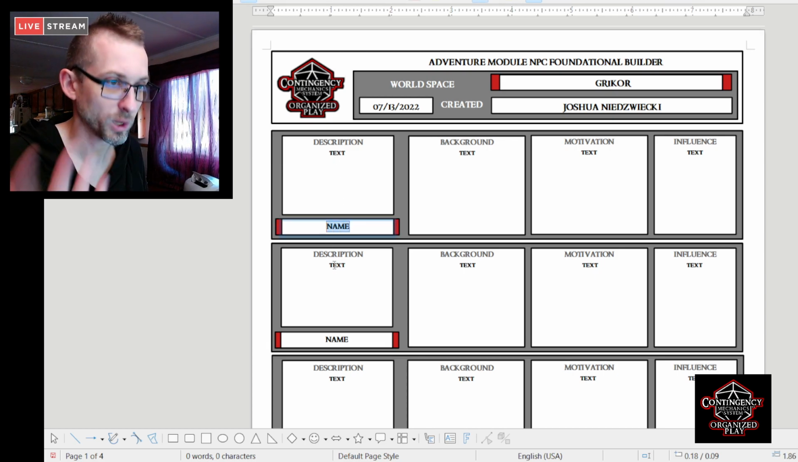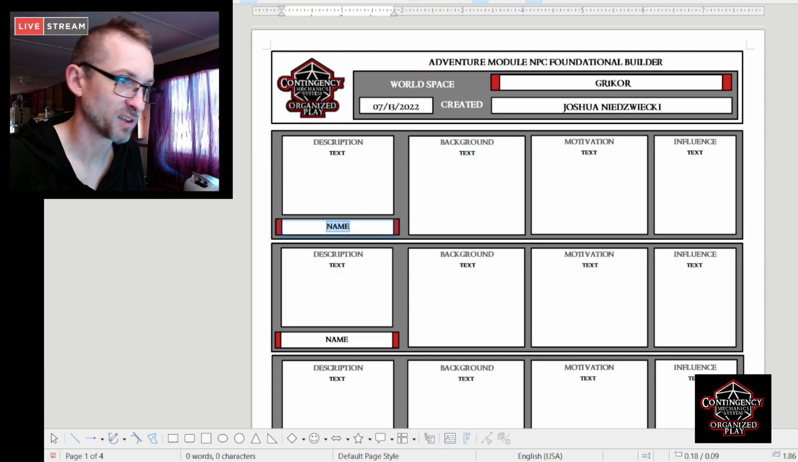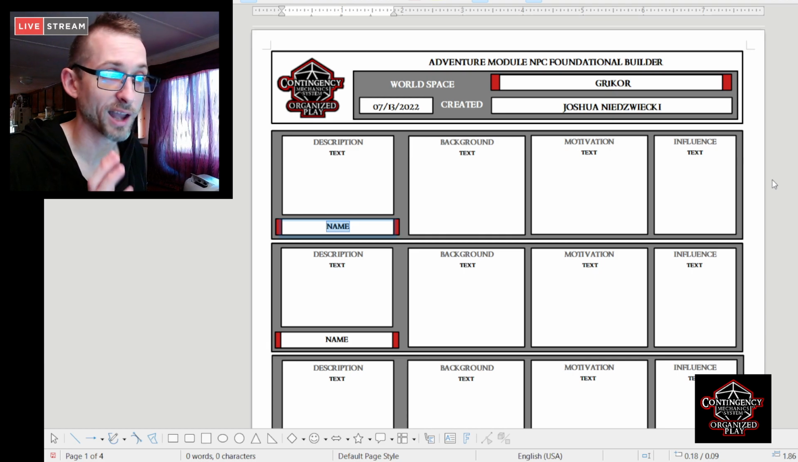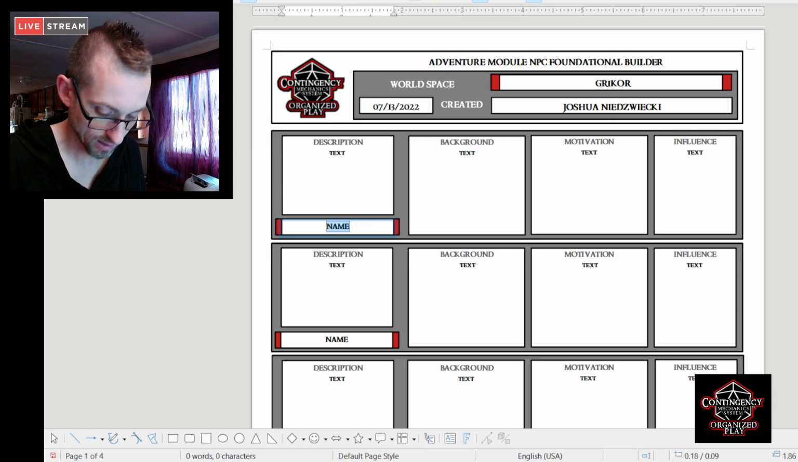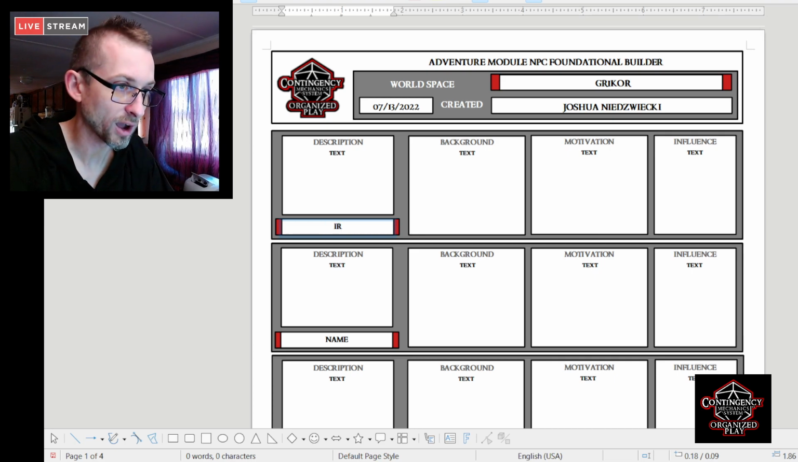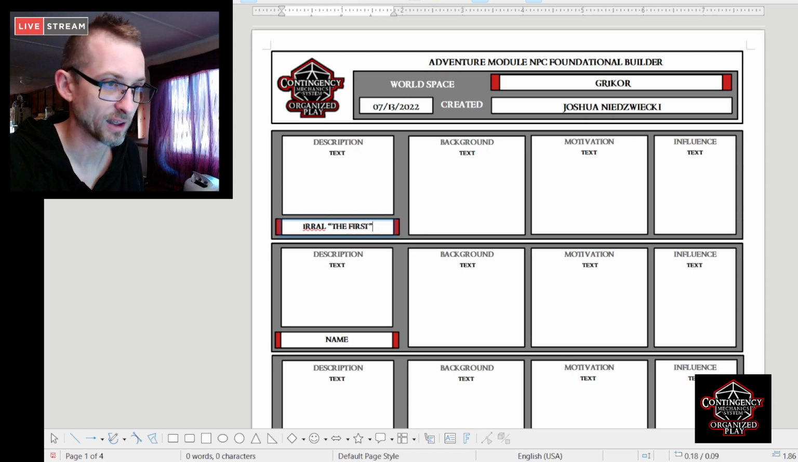So we have, and we know this, 10 mages on both ends in reality. And I've got the pages allocated for them. And we will actually be doing several of these because we have a few other things to deal with. But we're going to start today with the mages. So we have the first mage, Iral. And he is dubbed the first, right? So we add that in.